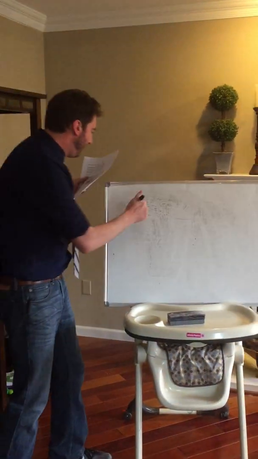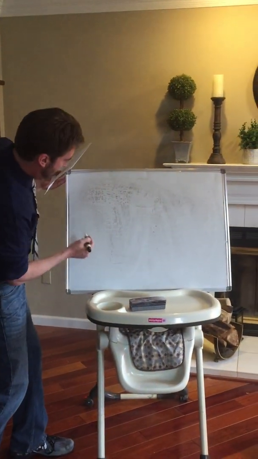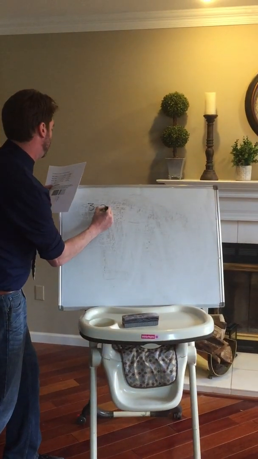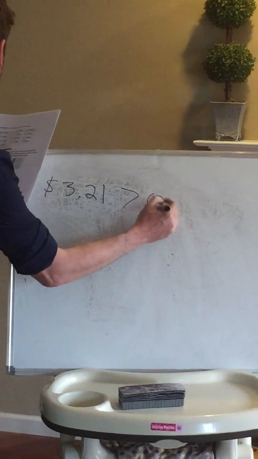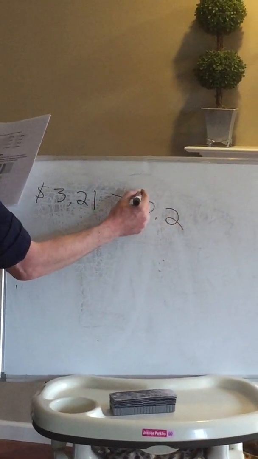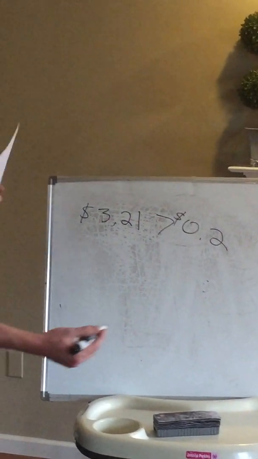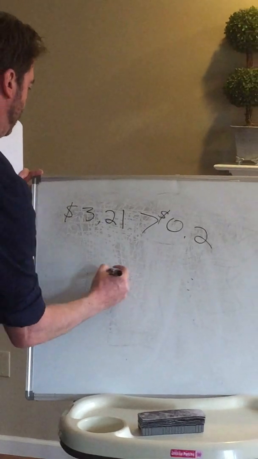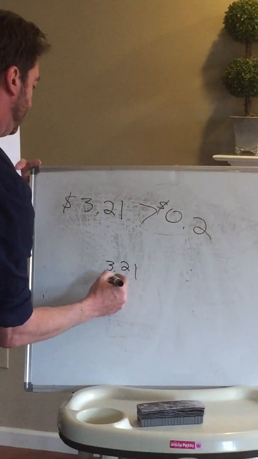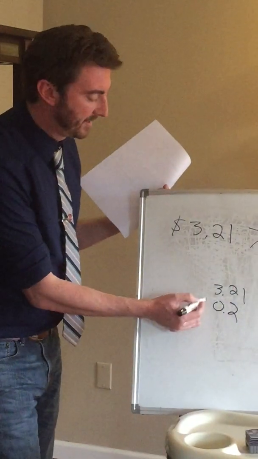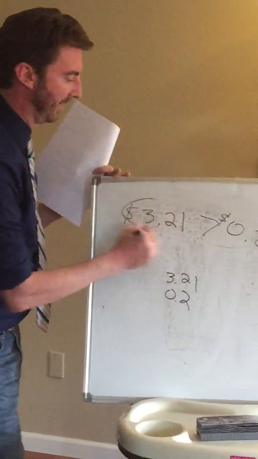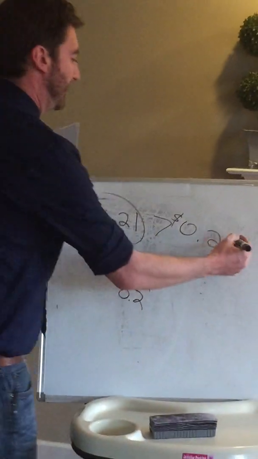All right, we have 3.21 is greater than 0.2. Okay, well, if we line that one up, you don't even have to go past the first place. 3 is larger than 0. Boom, done. Okay, so that one is going to be true.